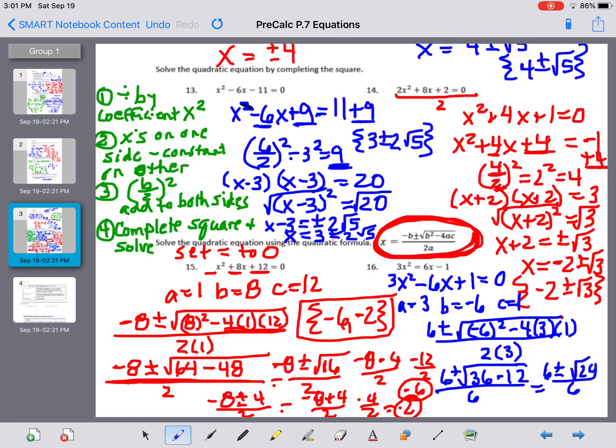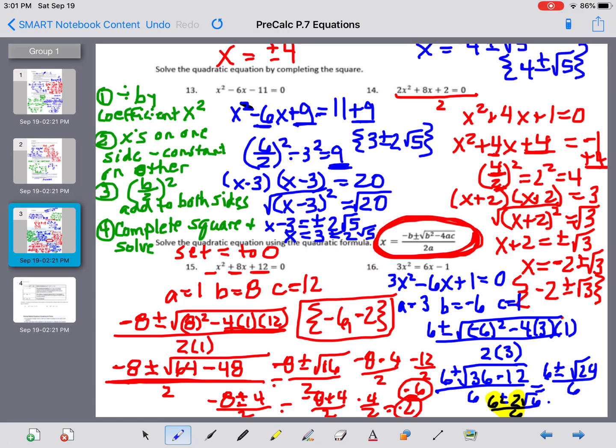All right, not as pretty as the last one. It doesn't come out whole. 24 can reduce to 4 times 6, so 2 square root of 6. So I get 6 plus or minus 2 square root of 6 over 6. Is this my simplified answer? Well, this is what I want to stress to you. You have to check all 3 of these numbers right here. If all 3 of those can be reduced by the same thing, you can reduce them. If they can't all 3 be reduced by the same thing, I personally wouldn't touch them.